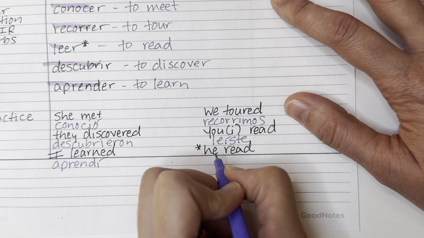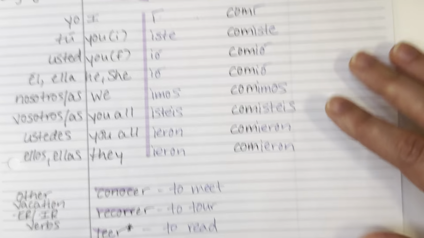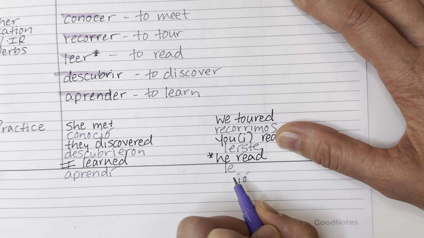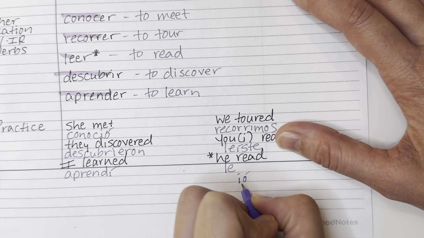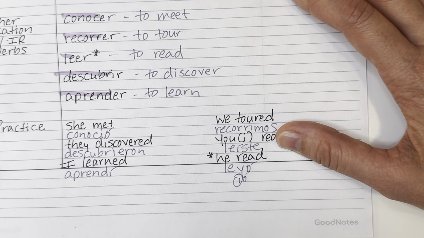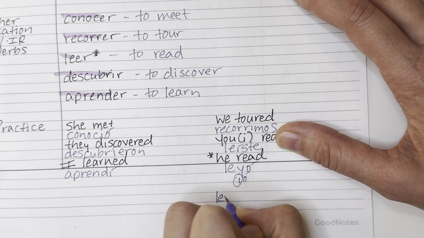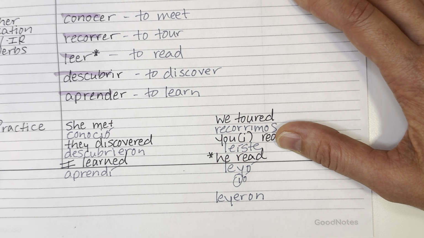And he read, again, le, and we know that for he or she, it's ió, right? So ió, but that would be a lot of vowels in a row. So instead of L-E-I-O, that I is going to change to a Y. So he read, leyó. The same thing happens with they read, leyeron. That I just changes to a Y when there's all those vowels in a row.